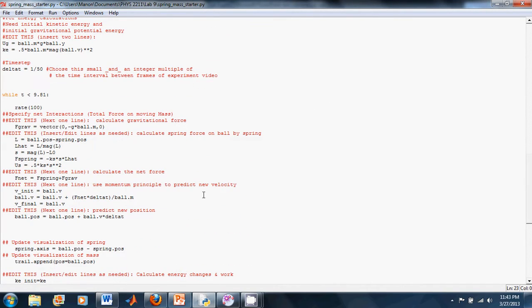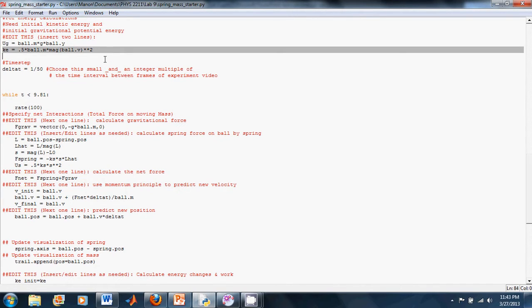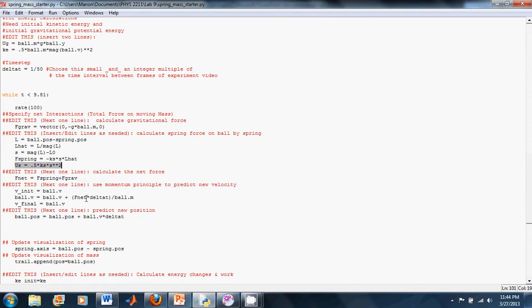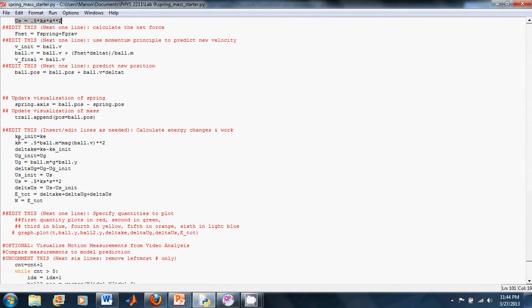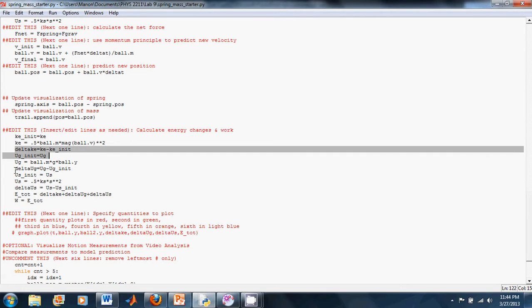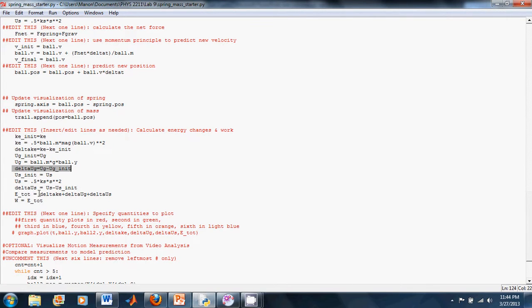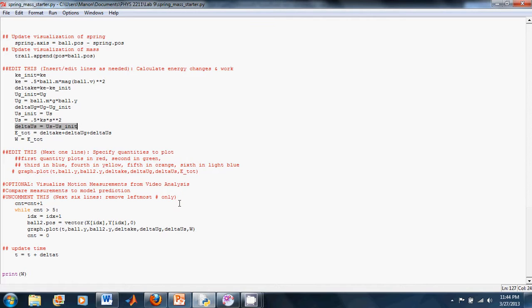The important parts of this are to find the potential energy due to gravity and the kinetic energy, as well as the spring potential energy. And then down here we go through and find the change in kinetic energy, the change in potential energy due to gravity, and the change in potential energy from the spring. So I went ahead and ran it.